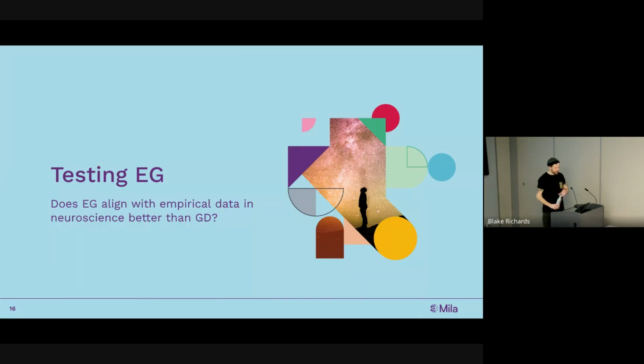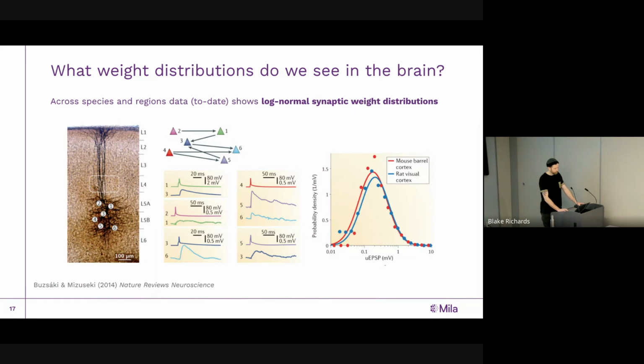Okay, so testing exponentiated gradients. Does EG align with empirical data in neuroscience better than gradient descent? All right, so we began with the following question, which you will see in a moment why we went here.